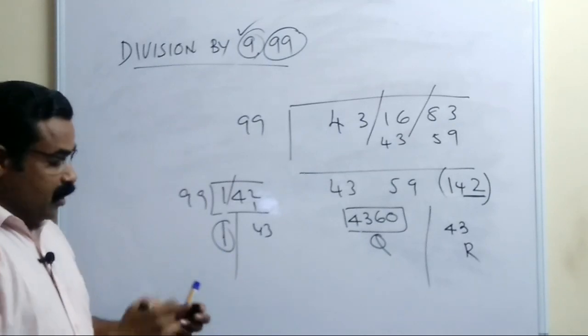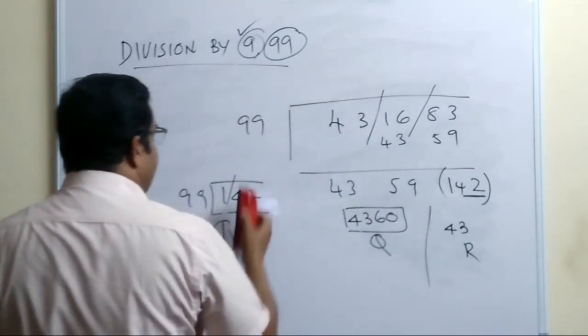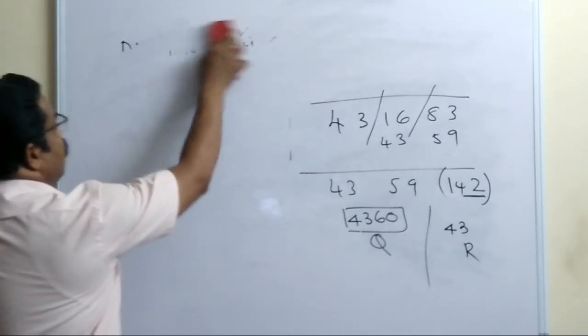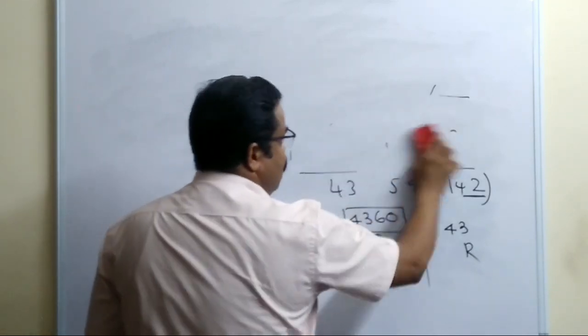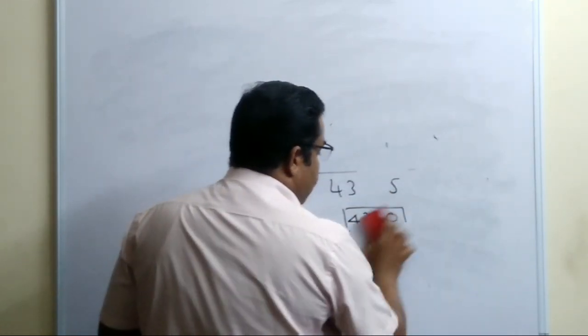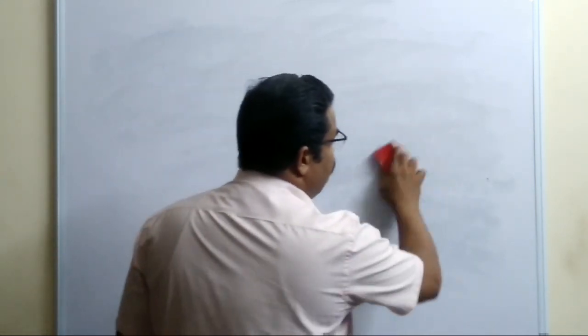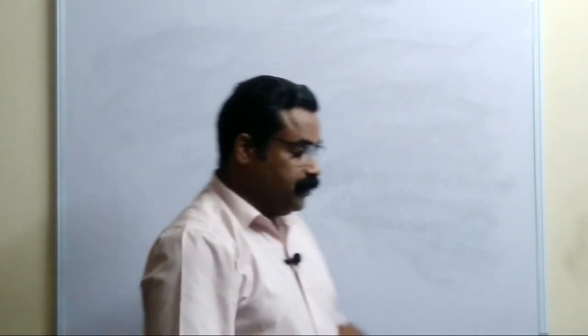So you understood? This method is very, very useful for dividing a number by 99, 9, etc. With more and more questions, we will solve it in the next video. When we have the problem solutions video, then we will solve more and more questions. This is only concept clarity given to you.